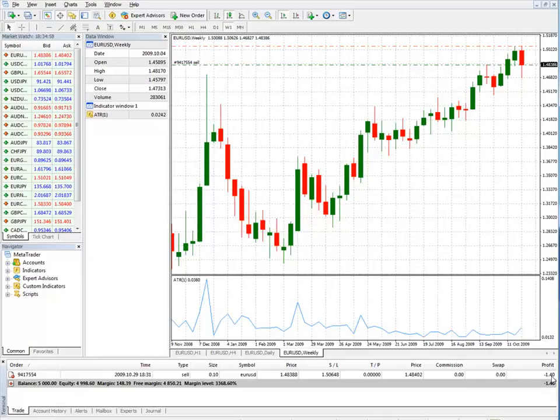Has not cost us very much. And that's the whole point of doing this particular exercise, giving you a feel for risk control, how to find out the range of the particular market that you're trading. That's always important.